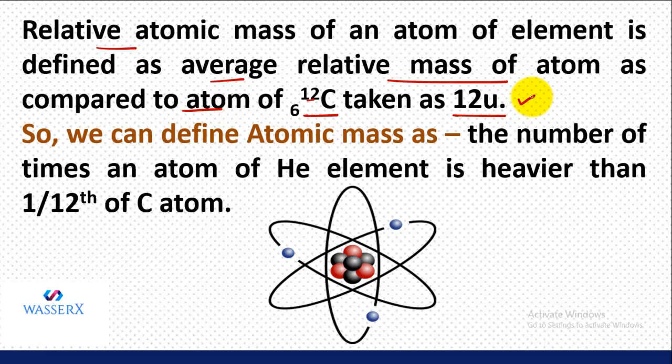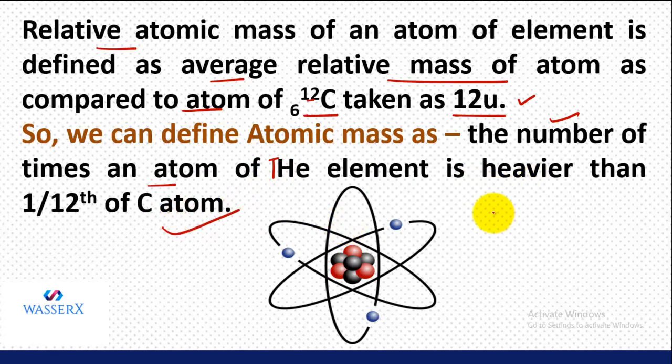That means we can have a mass of any atom XYZ, and we are going to relate it with the mass of carbon 12, whose mass is 12, that means 12 atomic mass unit. So we can define the atomic mass now. It is the number of times an atom of the element is heavier than 1/12 of a carbon atom.